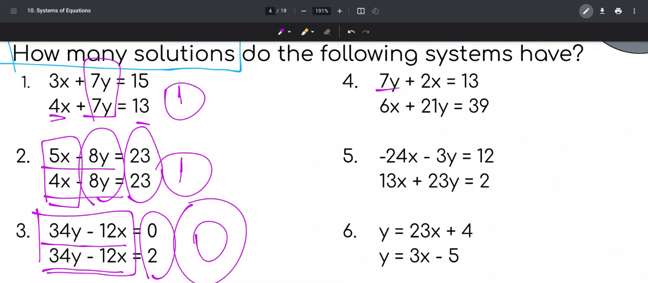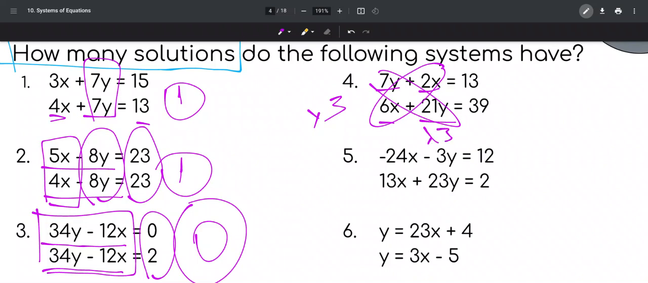Number 4, 7y and 2x, 6x and 21y. Now, this is trying to confuse you because in the first case, they put first the y and then the x, and in the second case, they put first the x and then the y. But I'm going to reorder them, and you're going to see that when you take the 2x and you multiply times 3, gives you 6x. And when you take the 7y and you multiply times 3, gives you the 21.